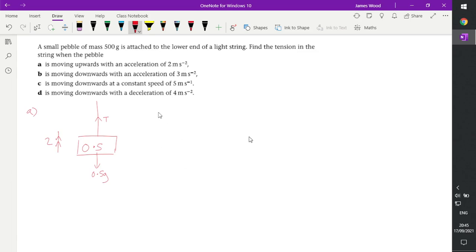And now I can resolve my forces upwards. So that would be T minus 0.5g equals ma, so that's 0.5 times 2, because the acceleration is 2 upwards in the positive direction. And I can solve this to find T.